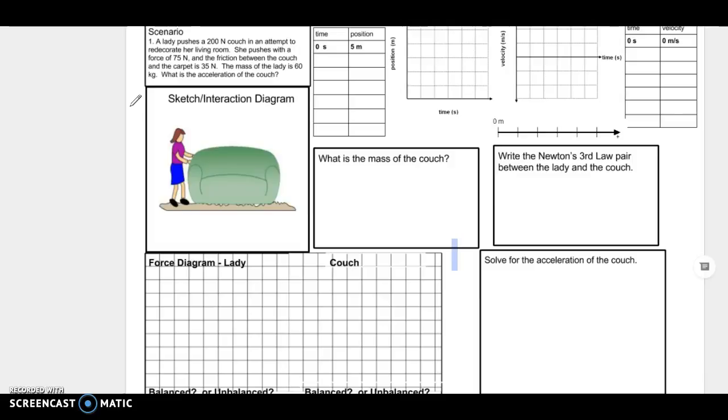Okay, so first thing is not to panic. Start and break it down step by step. All right, so you know that your number one thing to do is always draw your interaction diagram.